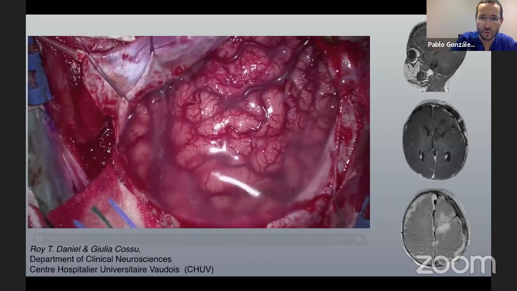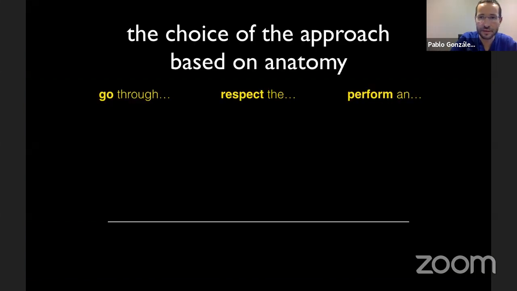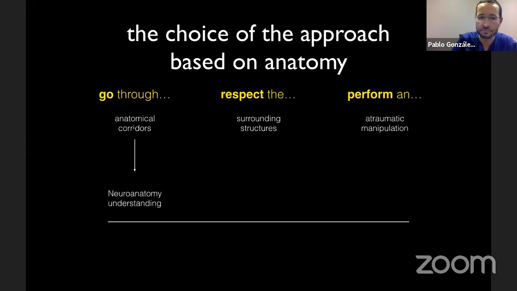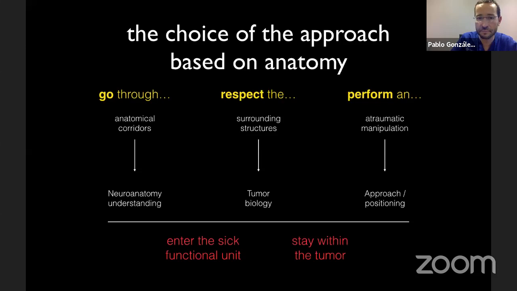So that was all. And I just want to conclude with this slide that I really like about the choice of the approach for any single glioma, which should always be based on anatomy. We have to go through anatomical corridors, we have to respect the surrounding structures, and we have to try to perform an atraumatic manipulation. It comes from neuroanatomy understanding and from understanding the tumor biology. A glioma does not behave like a meningioma or like a metastasis. And finally, it's all about approaching and positioning the patient.